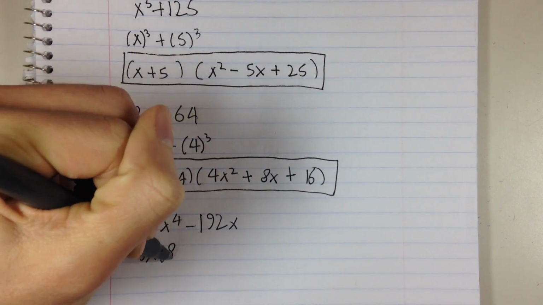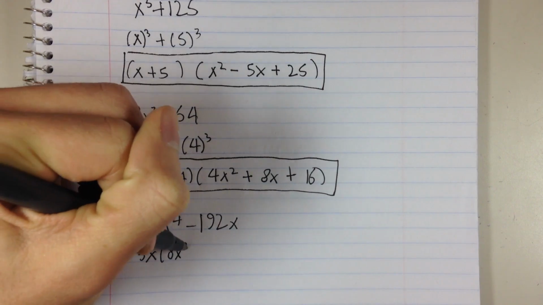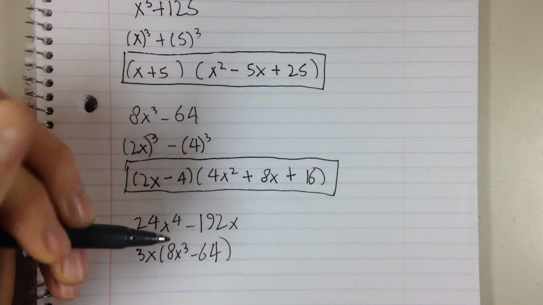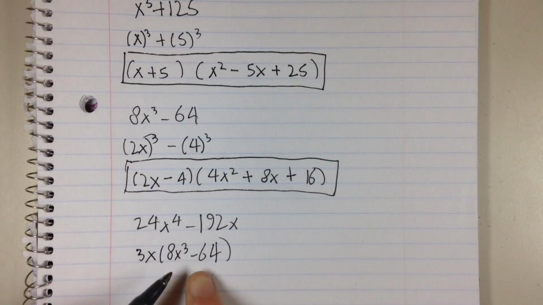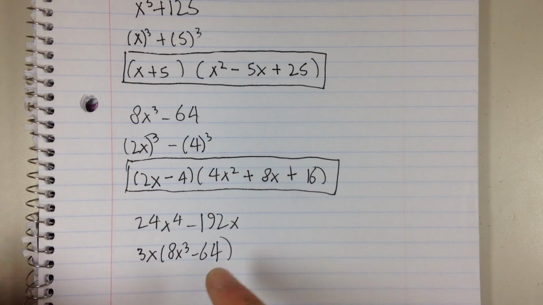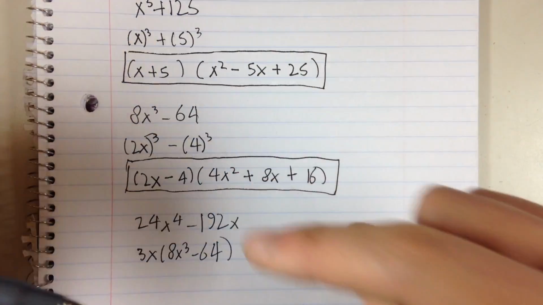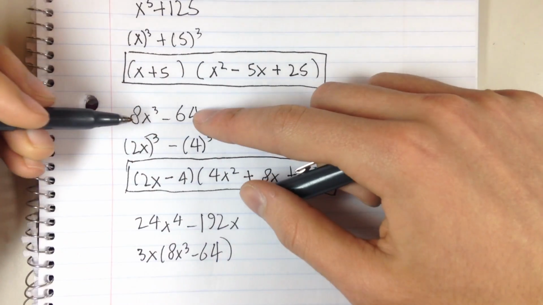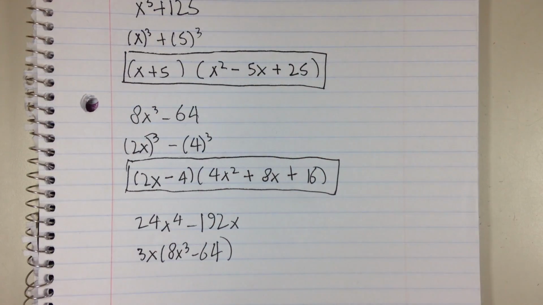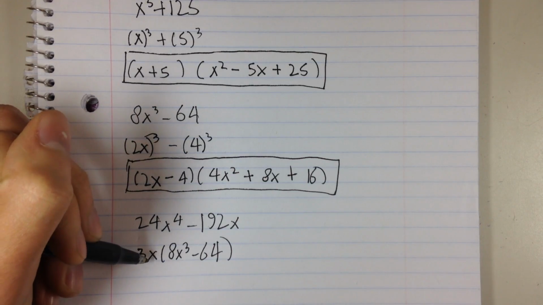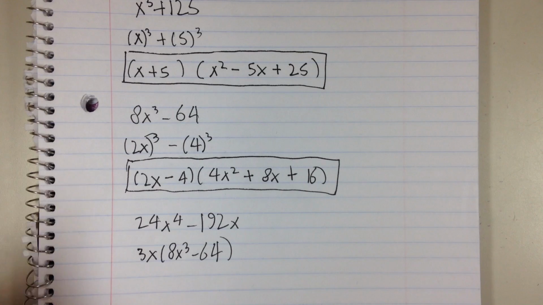And then you'll notice we are actually left with, inside of the parentheses, a difference of cubes problem, which is the same one we did before. And so we can just factor the inside, and it'll be 3x times our answer here. So that's always something important to look for with difference of cubes.